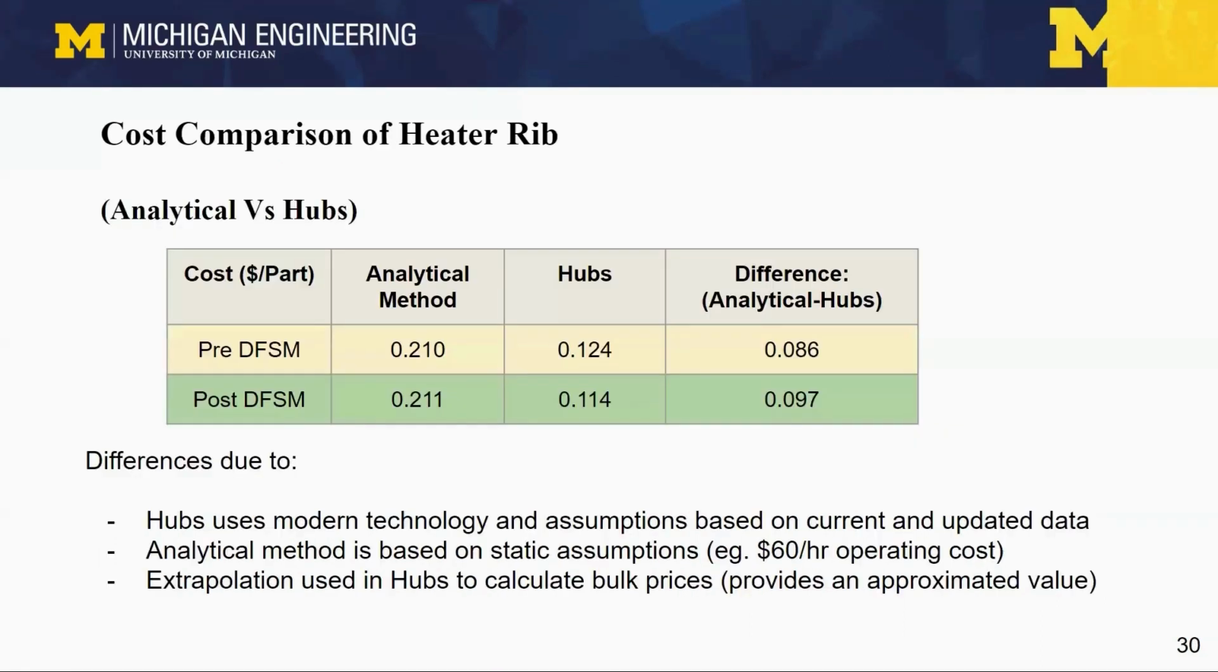The table shows the comparison between cost evaluated using the analytical method and the hub's. The hub's costs are different from the analytical because the hub uses more efficient and advanced technology based on updated data, whereas the analytical approach is based on some static assumptions. Also, the extrapolated price of the hub is an approximated price per part based on the batch size.